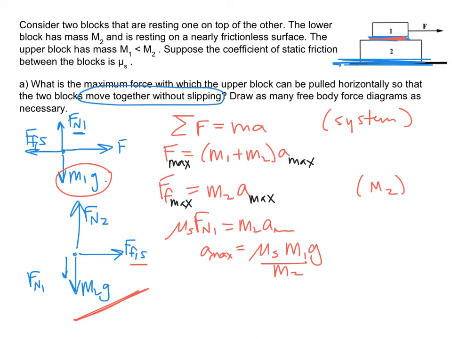And then it's just a matter of making sure that I state my final answer in terms of all the variables that are given. So my maximum value of pulling force would be m1 plus m2 times, and then I substitute in this expression that I just found.